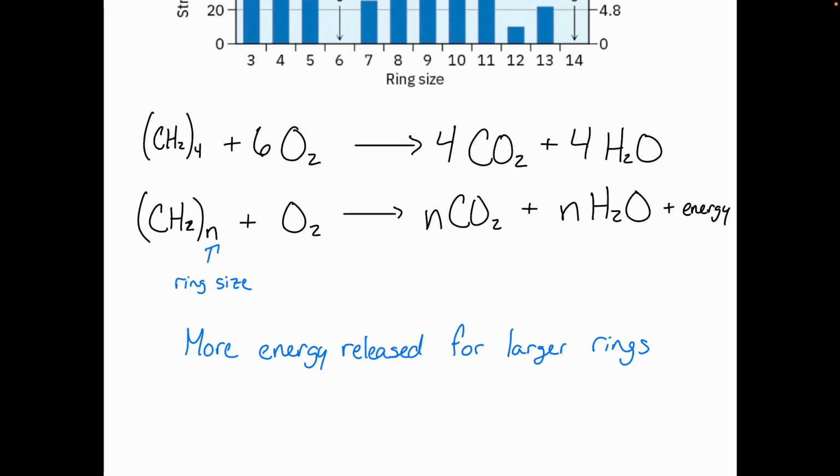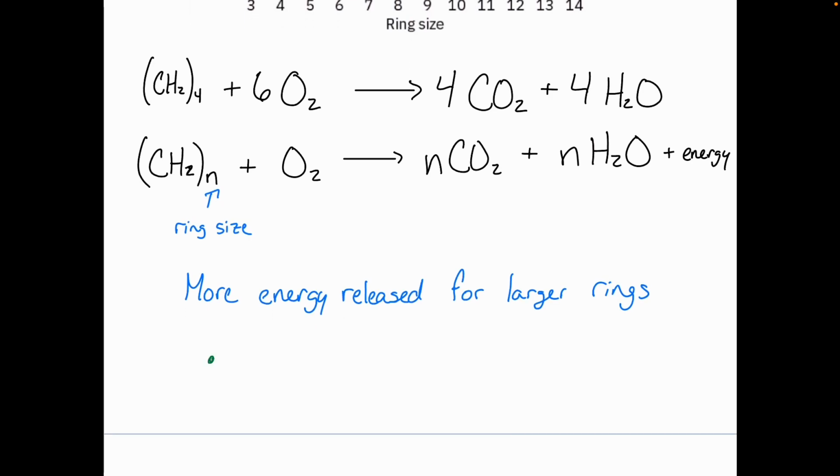So instead, what we are going to look at is the energy released per unit of CH2. All right, so they do these combustion reactions with each ring. They measure how much energy is produced, and then they divide it by the number of carbons. So we can get this sort of relative amount. We can take out the fact that it's always going to be greater depending on how big the ring is.